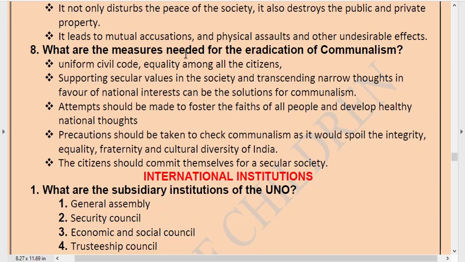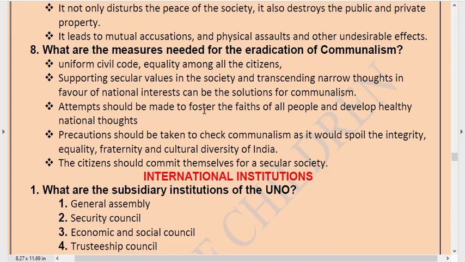And the next question, what are the measures needed for the eradication of communalism? Uniform civil code, equality among all the citizens, supporting secular values in the society and transcending narrow thoughts in favor of national interests can be the solutions for communalism.